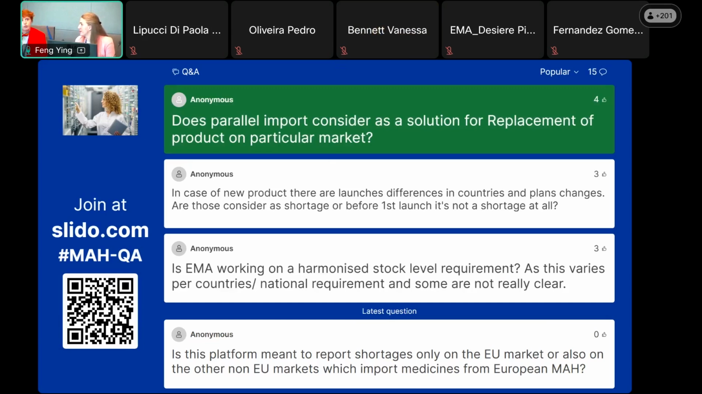Does parallel import consider as a solution for replacement of product on a particular market? I'm not entirely sure of the content of this question. If any of my colleagues would like to respond to that. If not, could I please ask the requester if you could submit this question maybe in a broader context to us via Ask EMA, and then we will provide a proper answer to this question. Okay, thank you anyway.